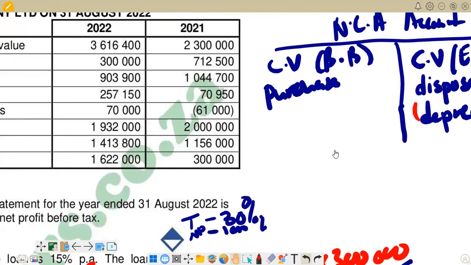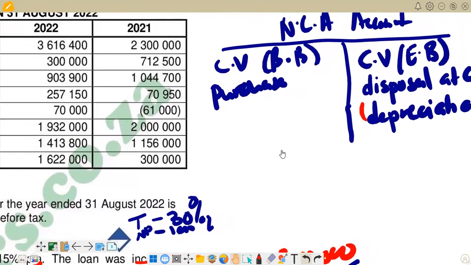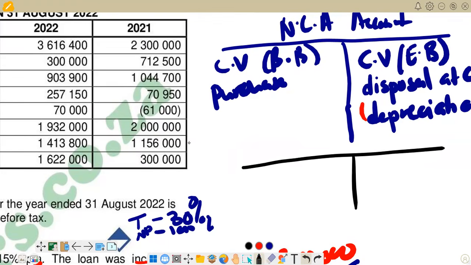So let's see with the balances that we have. This is the first row here, where we are having carrying values. This is at the beginning. This is at the end. So we can try to present it again in the form of a T account. And then we are saying 2,300,000 is the one that we have at the beginning of the year, so it comes on the debit side, 2,300,000. Then the carrying value at the end, 3,616,400, is the one that is on the credit side.